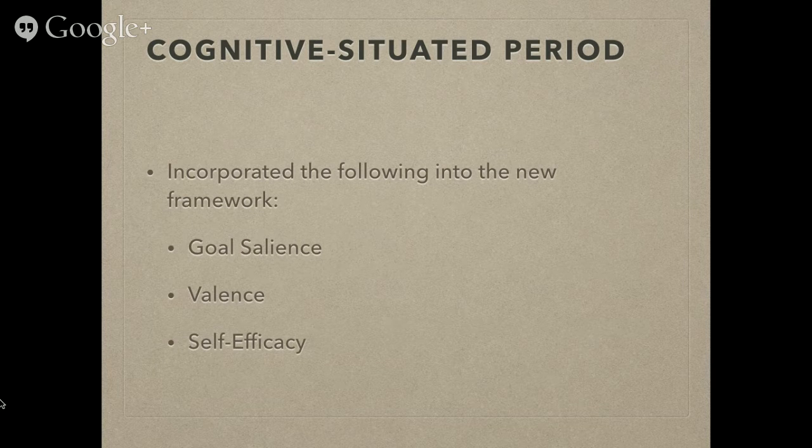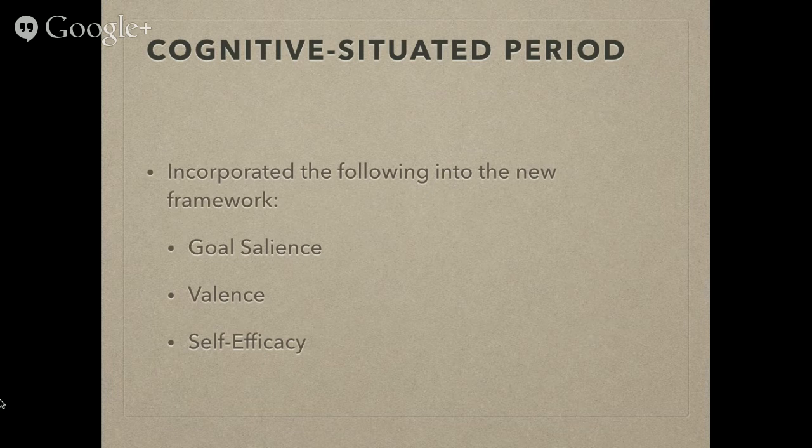Basically, Gardner and others began to incorporate goal salience, valence, and self-efficacy into this new framework. So they expanded the framework to include these. Goal salience basically means how specific and how near or distant the goal is from the person. If it's something they can't really see or it's really far off, it's going to affect the motivation. It's going to make it so that motivation is decreased. And like we said last week, if it's too vague, it's going to be too easy to accomplish. It needs to be more specific, and it needs to be challenging.